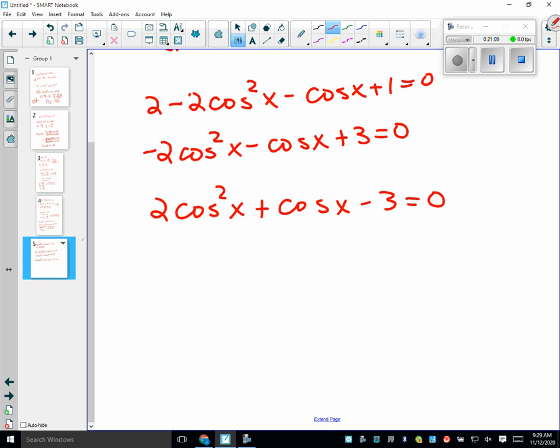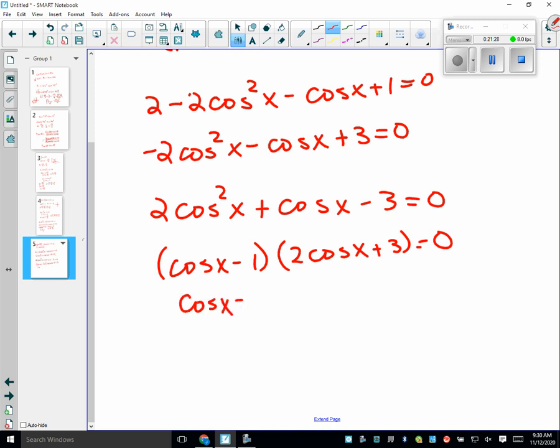Yep, so what does that give me? Cosine x minus 1, 2 cosine x plus 3. You all agree? So cosine x equals 1, and cosine x equals negative 3 halves. And that can't happen, can it? No, it's more than 1. Okay.